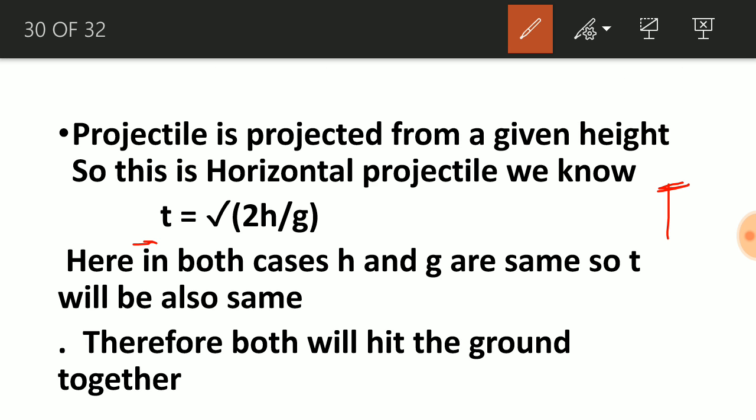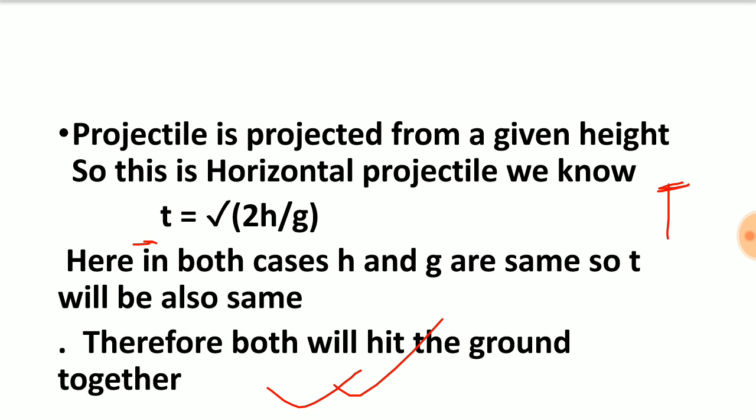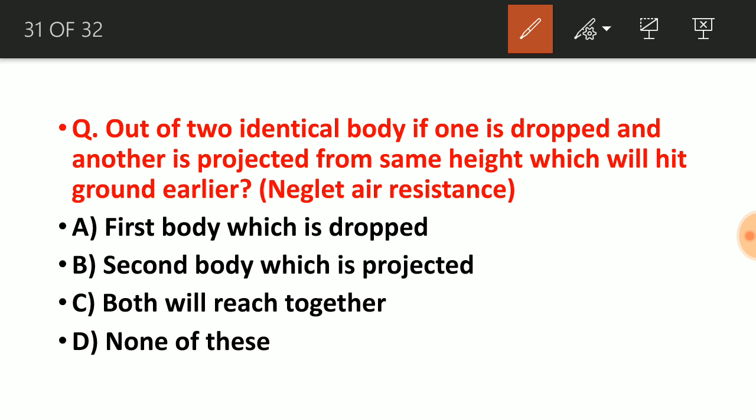h and g being the same means t will be the same. Both will hit the ground together. That is option choice C. Both will reach together.